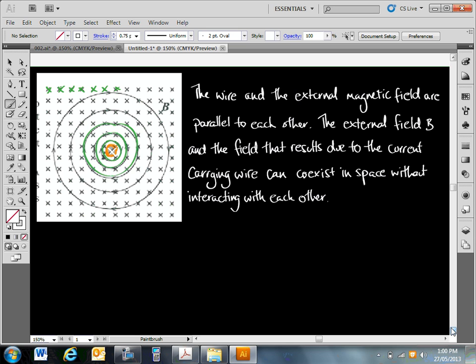Because those two fields can interact with each other, sorry, will not interact with each other, we have no force on that current carrying wire. The wire goes nowhere. There is no force on the wire.